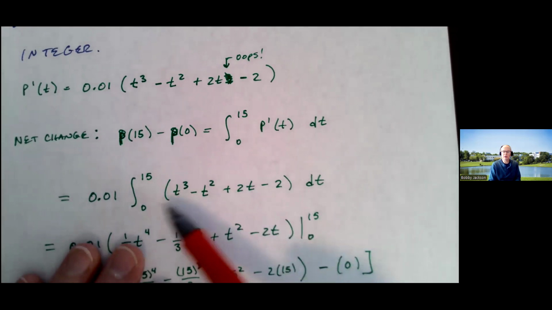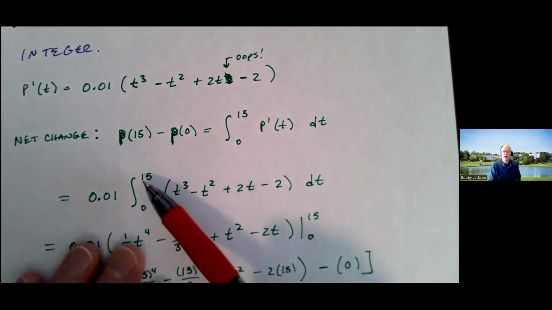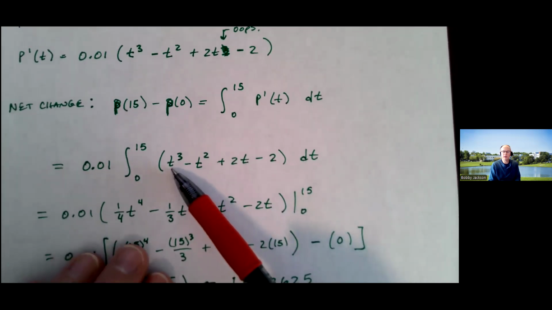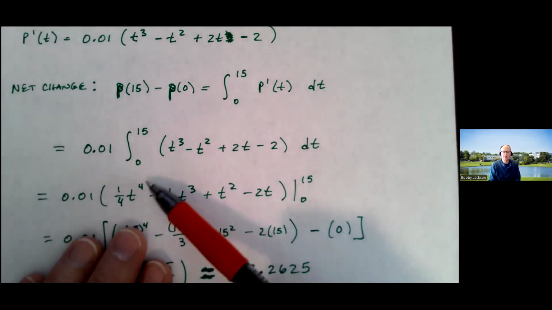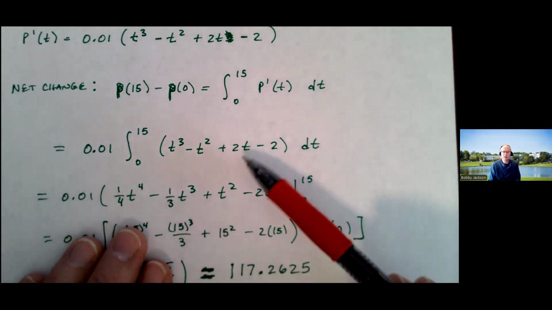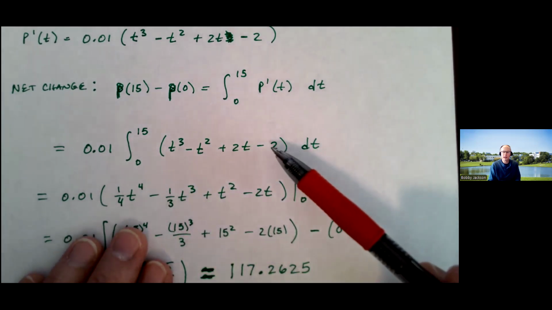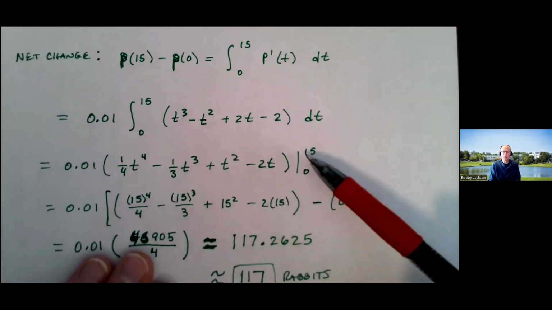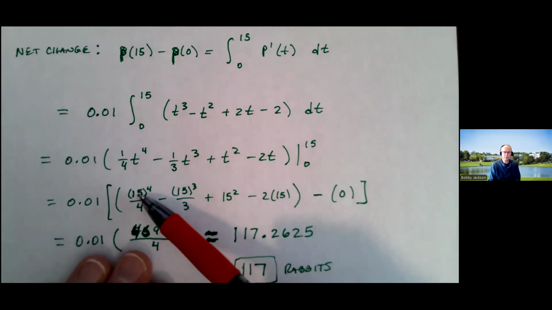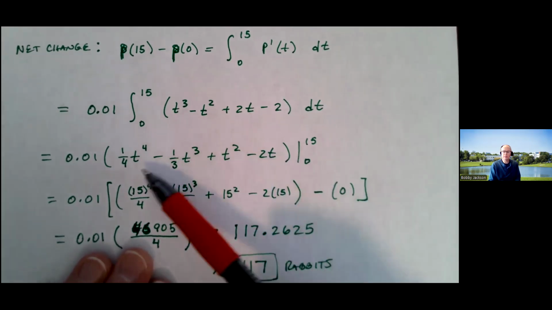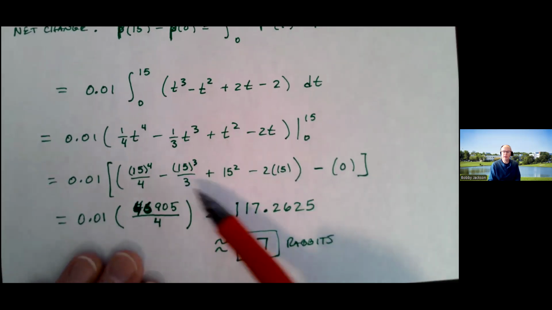So I'm just integrating this function using the fundamental theorem of calculus part 1. I find the antiderivative, which is pretty easy. Antiderivative of t cubed, antiderivative of negative t squared. The antiderivative of 2t is t squared, and the antiderivative of negative 2 is negative 2t. So I'll plug in 15 for t here, and then plug in 0, evaluate this, and subtract.